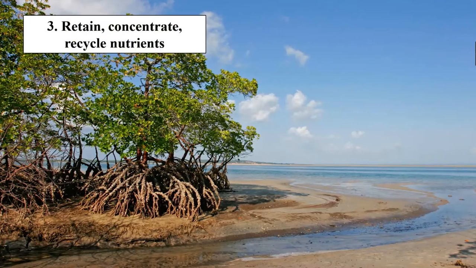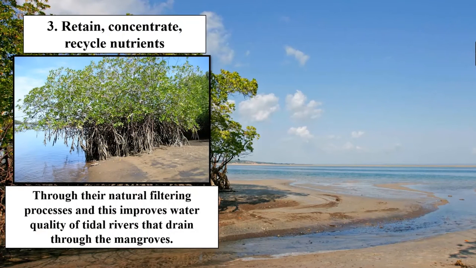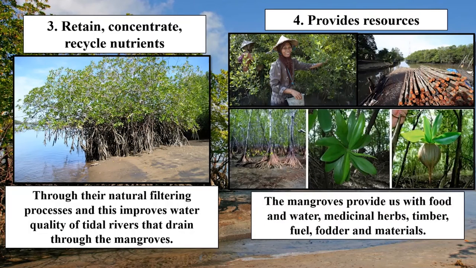They retain, concentrate, and recycle nutrients, and also trap sediments, excess nutrients, and toxicants through their natural filtering processes. And this improves water quality of tidal rivers that drain through the mangroves. Mangroves also help us to breathe clean air by absorbing pollutants in the air. Resources. The mangroves provide us with food and water, medicinal herbs, timber, fuel, fodder, and other materials.